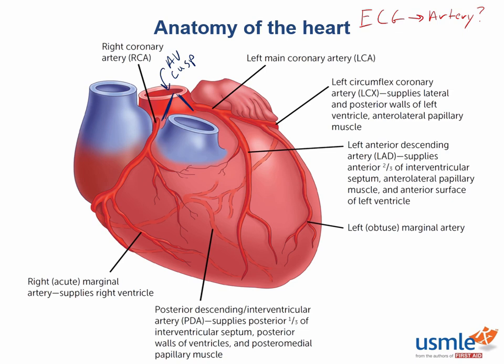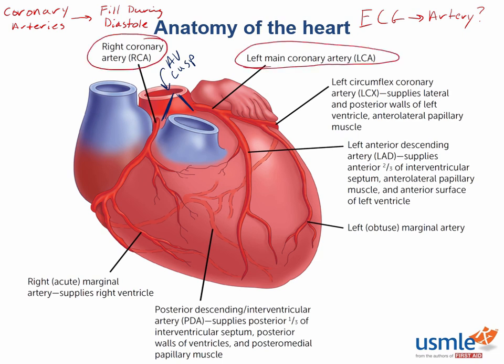And due to this, the aortic valve leaflets actually block the openings of the coronary arteries during systole. And this is why most of the blood actually enters the coronary arteries during diastole. Now, the right coronary artery comes off the right side of the aorta, and the left main coronary artery arises from the left side.